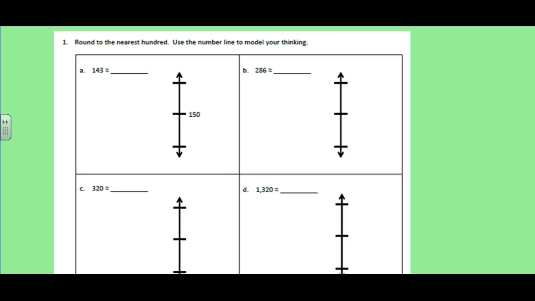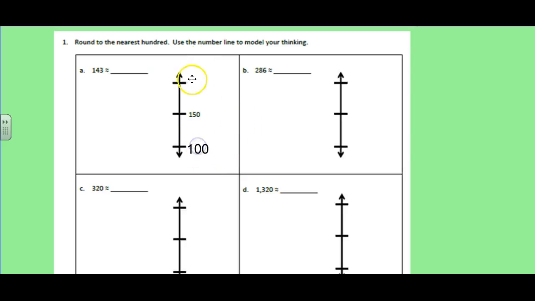Okay, so starting with 3-digit numbers, which are the easier ones when you're rounding to the nearest hundreds place, because when you've got 3-digit numbers, the highest place is the hundreds place. Our first one is going to be 143, so you have to ask yourself how many hundreds are in 143, and that's going to be 100. So that's going to be your lowest number on your number line.